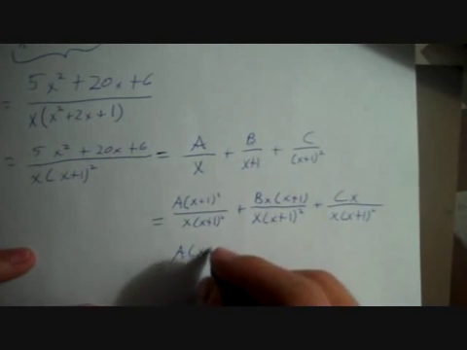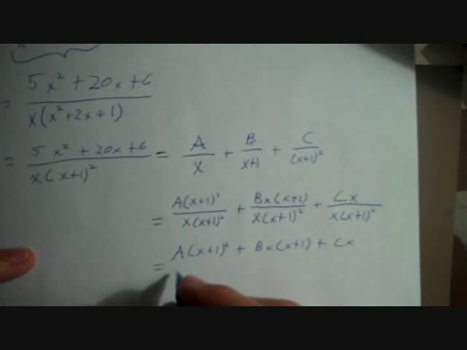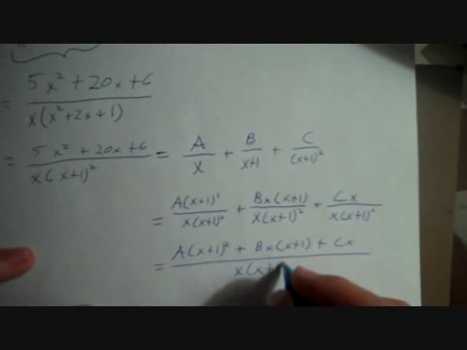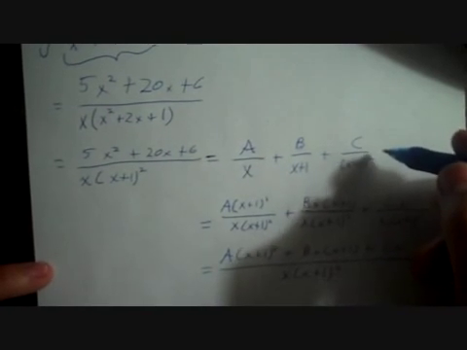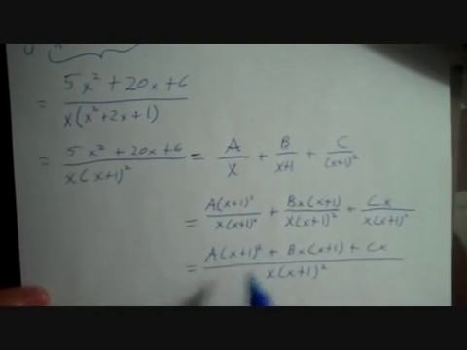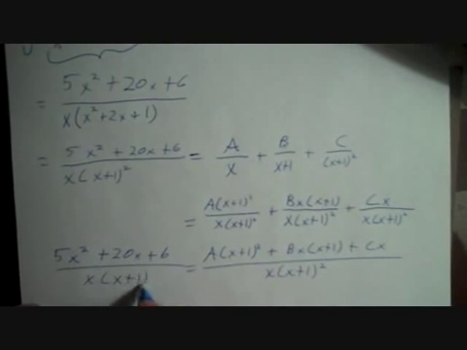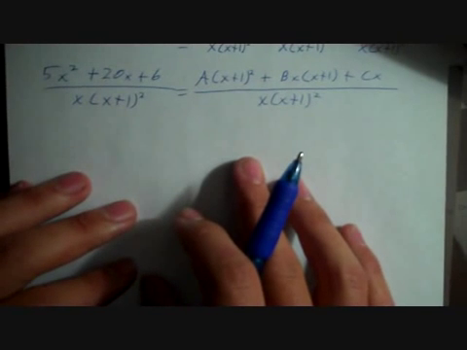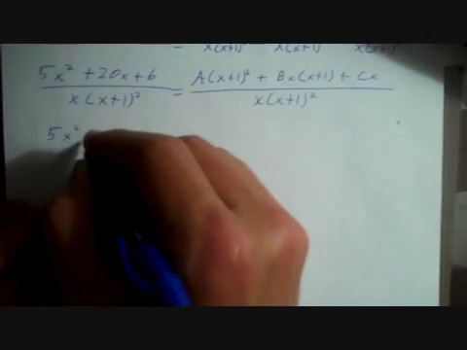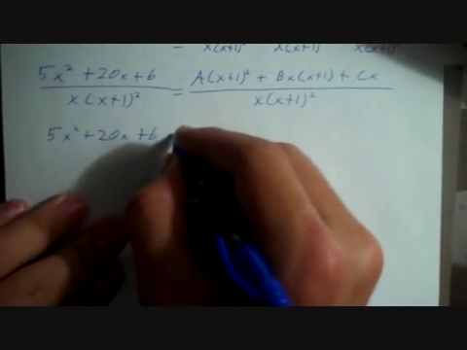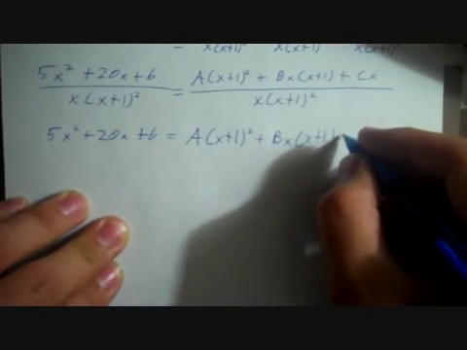And now they all have common denominators, so now we can add them up. So we'll have a times x plus 1 squared plus bx times x plus 1 plus cx all over x times x plus 1 squared. Now this, we said was equal, if this is equal to this, and we've just shown algebraic steps to show that this is equal to this, we know that this is equal to this. So we'll have 5x squared plus 20x plus 6 over x times x plus 1 squared. So just like in our basic decomposition, we have common denominators, so we can just cancel them out. So we're left with 5x squared plus 20x plus 6 equals a times x plus 1 squared plus bx times x plus 1 plus cx.